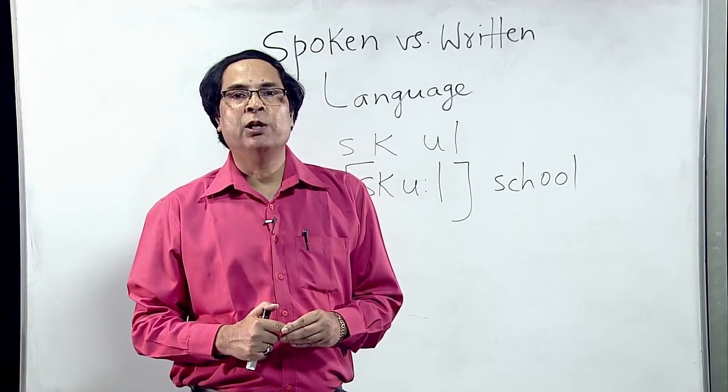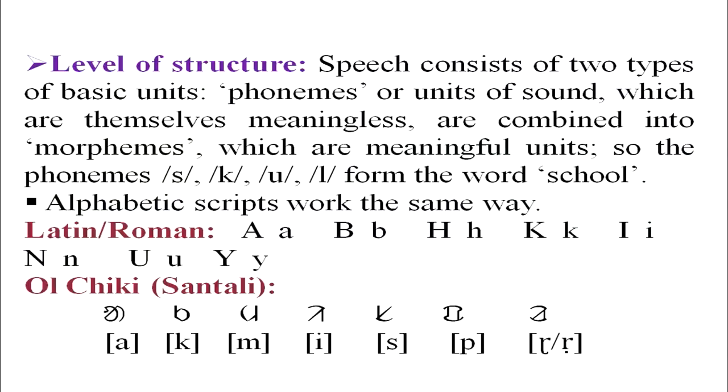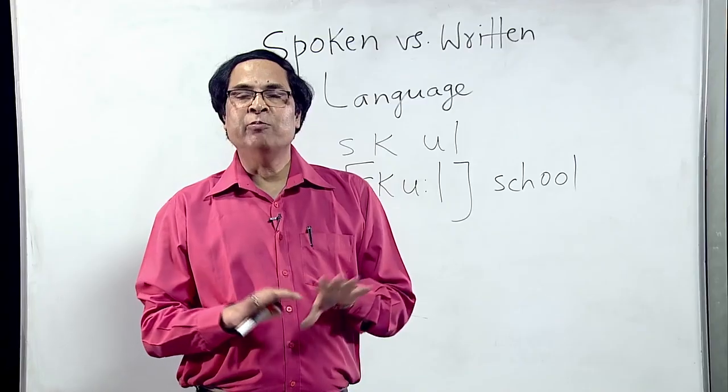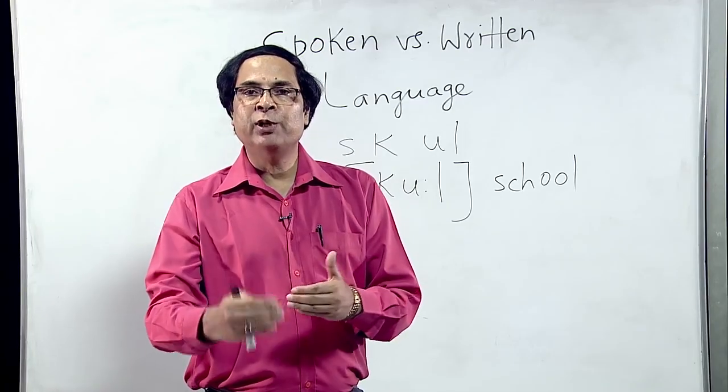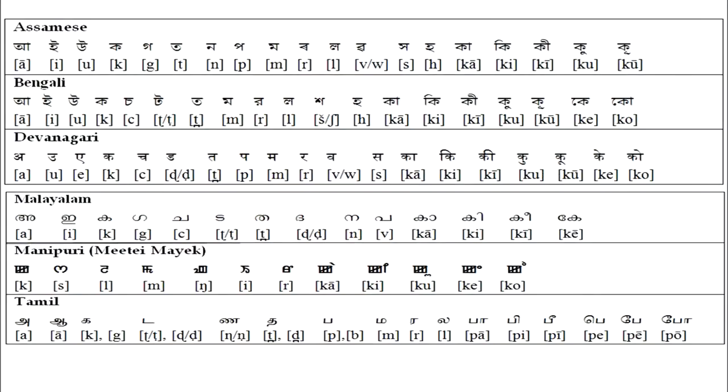We have a script called Olchiki. The Santali language is written in this script. So, that is also alphabetic. You see they have A, Ka, Ma, E, Sa, Pa, Ra, and they combine these meaningless elements to produce meaningful elements. These are examples of some other languages which are alphabetic. You have Assamese, Bengali, Devanagari, which is used for writing Hindi, Maithili, Sanskrit, Konkani, Marathi, and various other languages. Malayalam, we have Manipuri, which uses the Meitei Mayak script, Tamil.